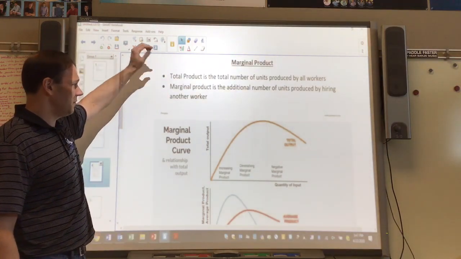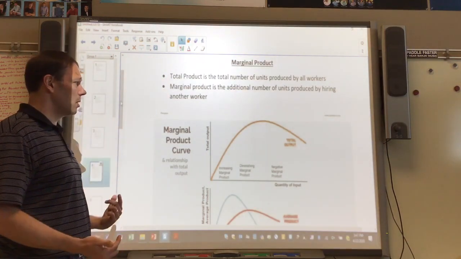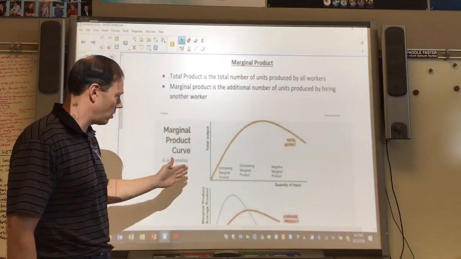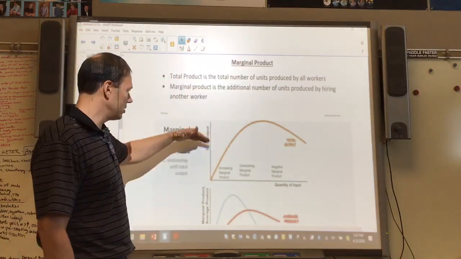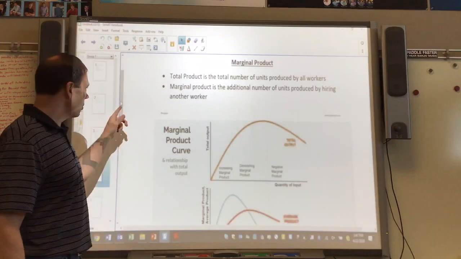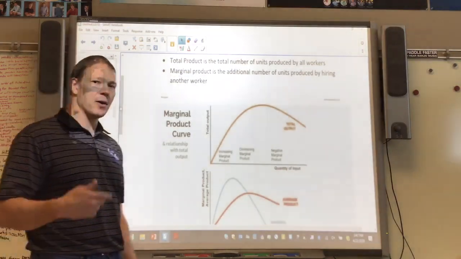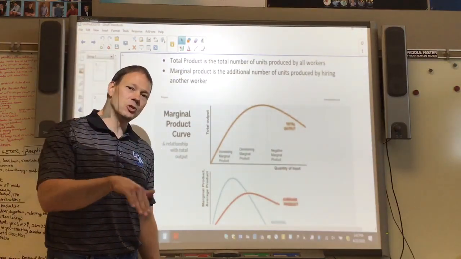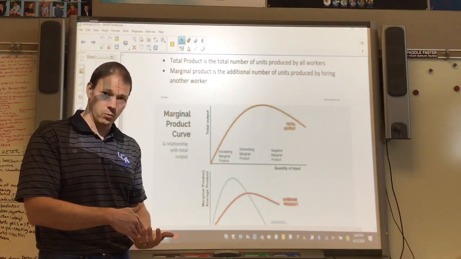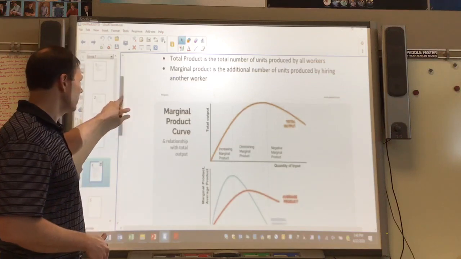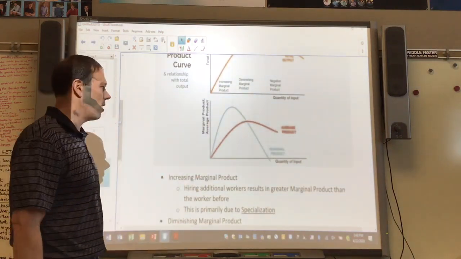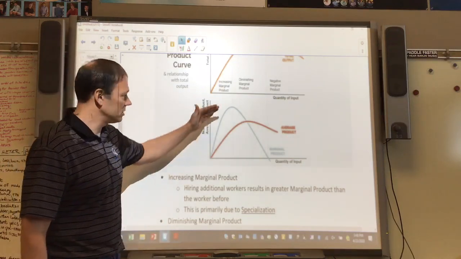So, okay, again, a couple quick definitions. Total product is the total number of units produced by all workers. That's what this top curve is indicating. So I'm hiring more workers and my output is either going up or begins to go down at some point. Marginal product, of course, is if I hire another worker, how many additional units are going to be made because of that particular worker. Okay, and that's what this bottom curve is going to show us, what we call the marginal product. It also puts the average on there. Average doesn't show up very often, but marginal is the one we're concerned about.